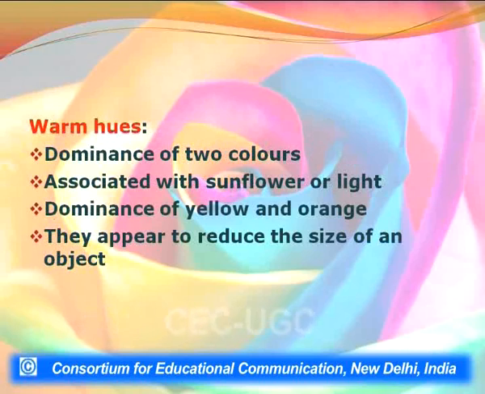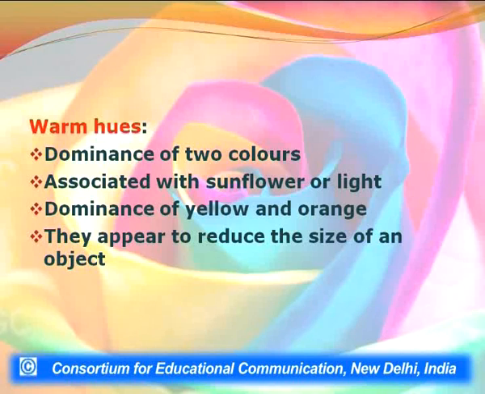So a warm hue is the dominance of two colors. It is associated with sunflower or light because we are talking about warmth or heat. So we always associate the warm hues with sunflower or light, and the color of sunflower is usually yellow and orange. So dominance of yellow and orange defines the warm hues, and they appear to reduce the size of an object.